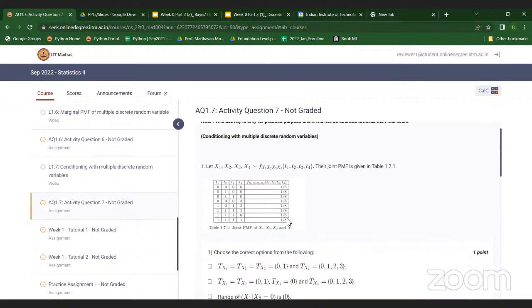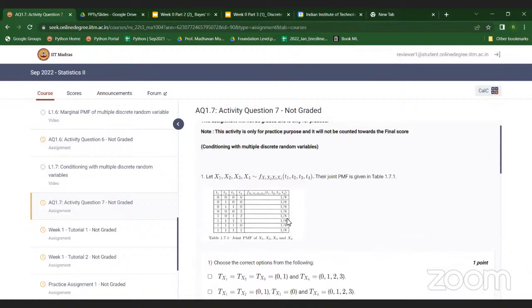We'll come for this. The last one, conditioning with the multiple discrete random variables.